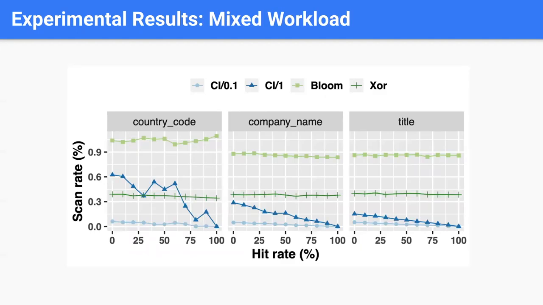In this experiment, we vary the hit rate of lookups and show the false positive rate on the y-axis. While Bloom and XOR, a Bloom filter alternative, are largely unaffected by the hit rate, Cuckoo index strongly benefits from an increasing hit rate, since it guarantees exact results for positive lookups.